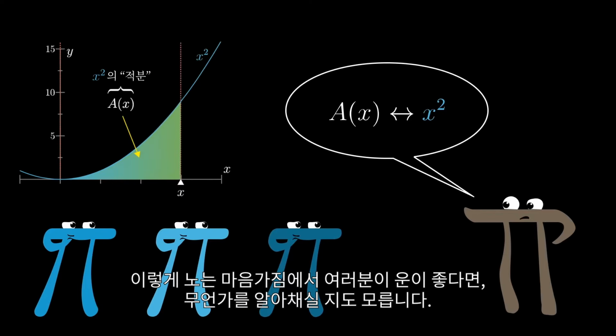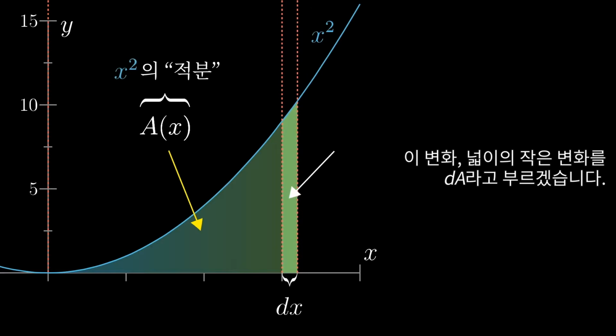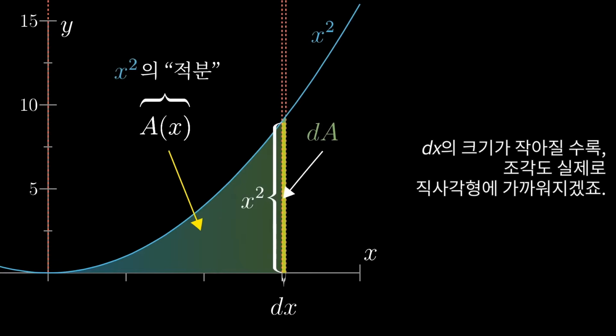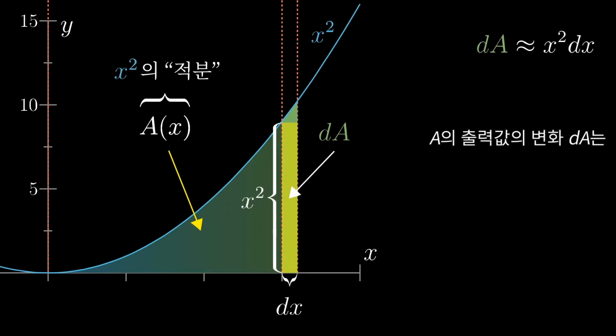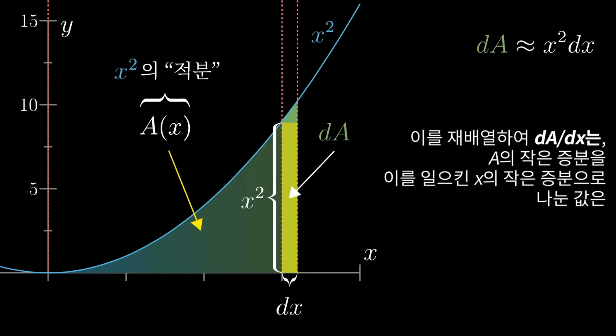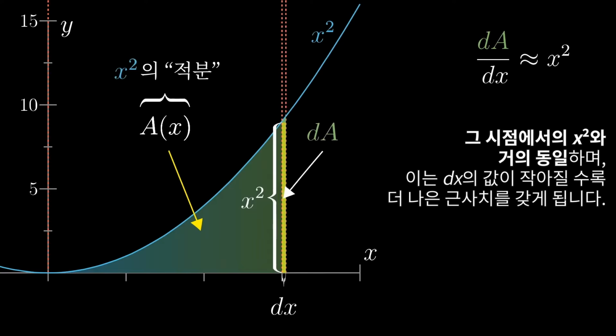In that playful spirit, if you're lucky, here's something that you might notice. When you slightly increase x by some tiny nudge, dx, look at the resulting change in area, represented with this sliver that I'm going to call dA, for a tiny difference in area. That sliver can be pretty well approximated with a rectangle, one whose height is x squared and whose width is dx. And the smaller the size of that nudge, dx, the more that sliver actually looks like a rectangle. Now this gives us an interesting way to think about how A of x is related to x squared. A change to the output of A, this little dA, is about equal to x squared, where x is whatever input you started at, times dx, the little nudge to the input that caused A to change. Or rearranged, dA divided by dx, the ratio of a tiny change in A to the tiny change in x that caused it, is approximately whatever x squared is at that point. And that's an approximation that should get better and better for smaller and smaller choices of dx.